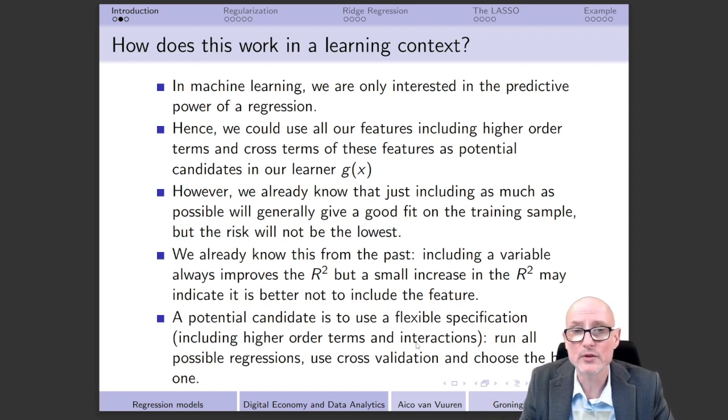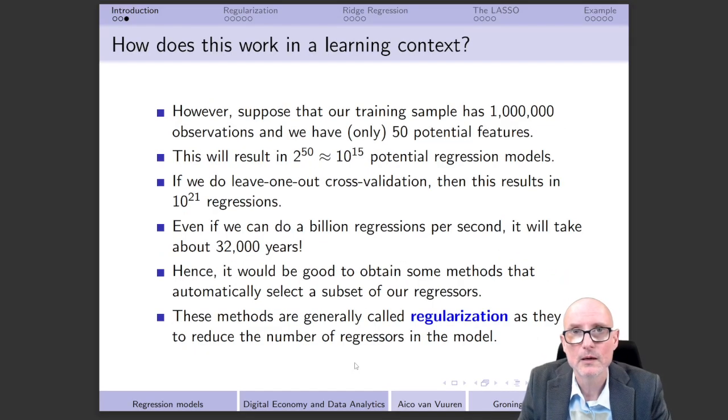Based on that, we either use a validation data set or we use cross-validation in order to choose the best performing model. Well, this is a very good idea. However, we should realize that it actually doesn't work in this particular context, at least not in many practical situations.